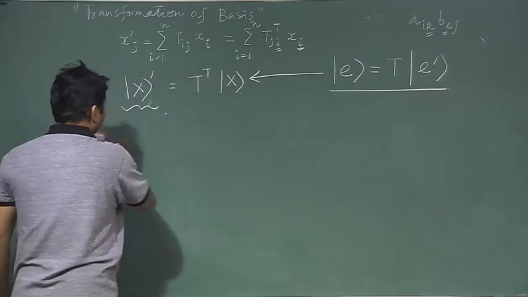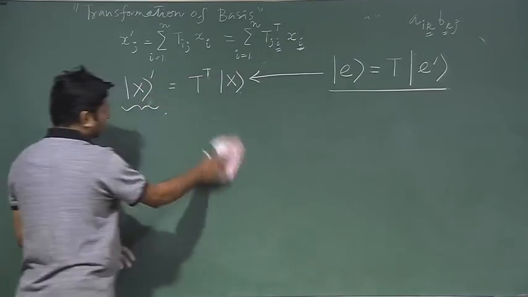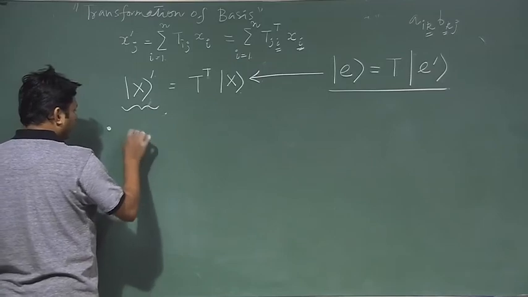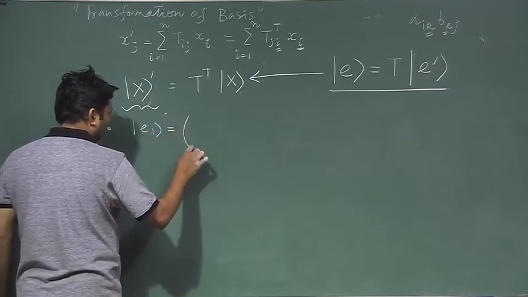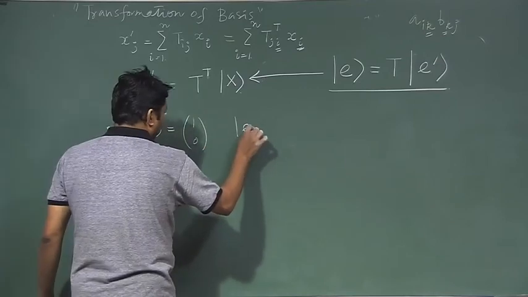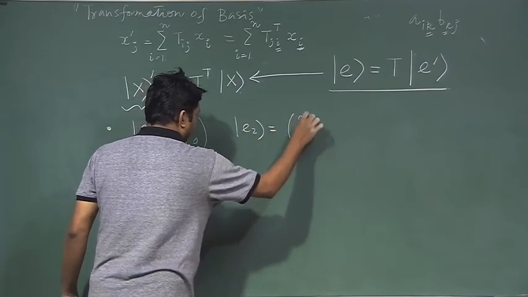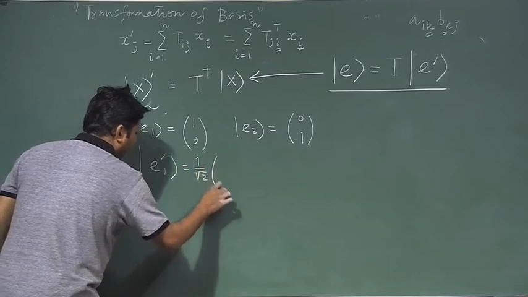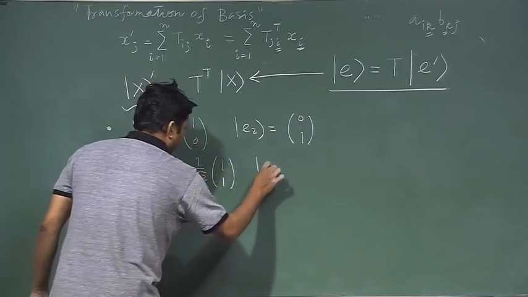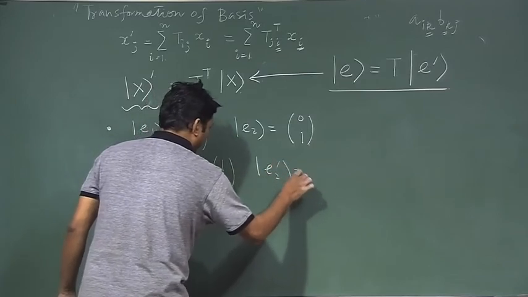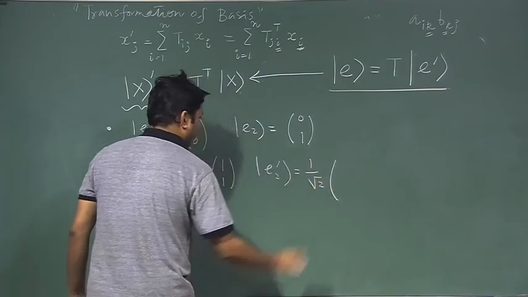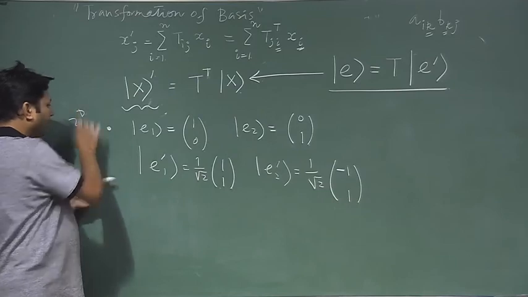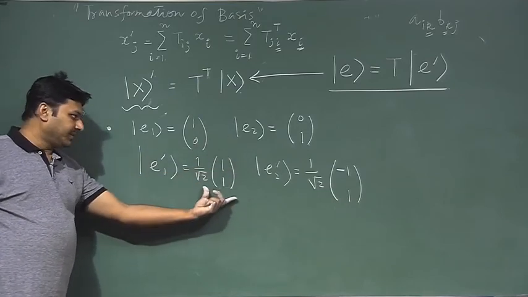The problem: let me write down the problem; today I am not going to solve it, I will solve it in the next class. The problem is, E1 vector is given as the natural basis, E2 vector is given as this, and the prime basis is given like 1 by root 2 times (1, 1). So I have two basis vectors in 2D like this, and another basis like this.